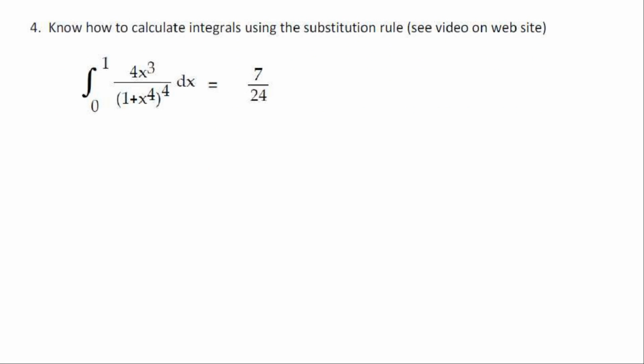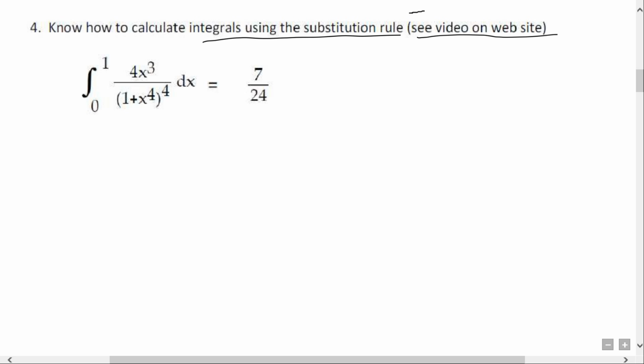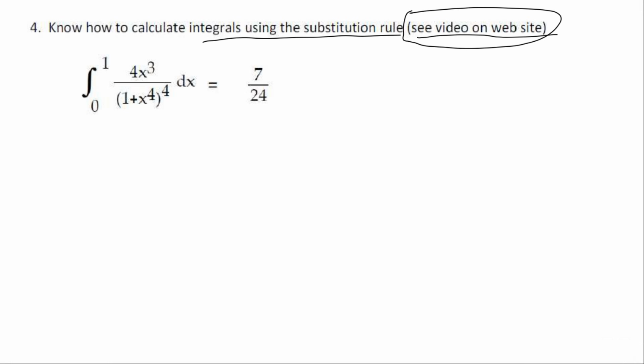We also know that you have to figure out how to calculate integrals using the substitution rule. You can also see a video on the website strictly on substitution. Notice that for this particular problem, the whole idea is to find a part of the function whose derivative is just sitting there in the integral.